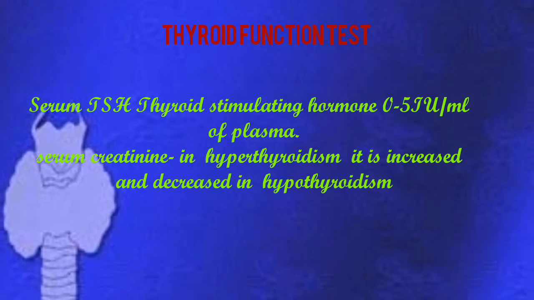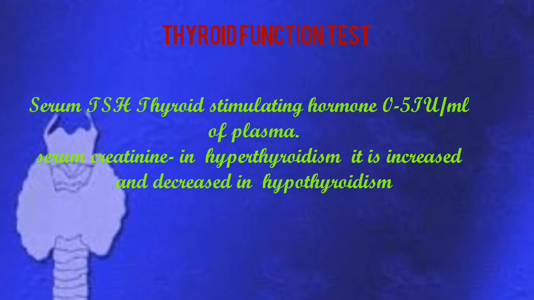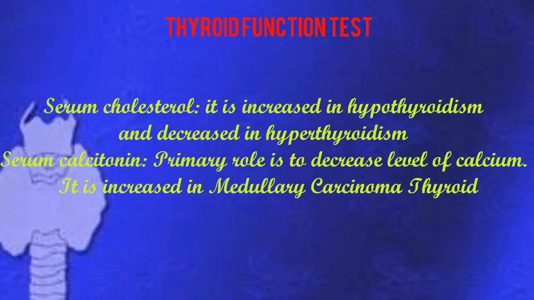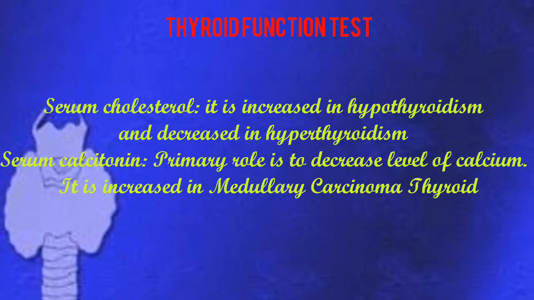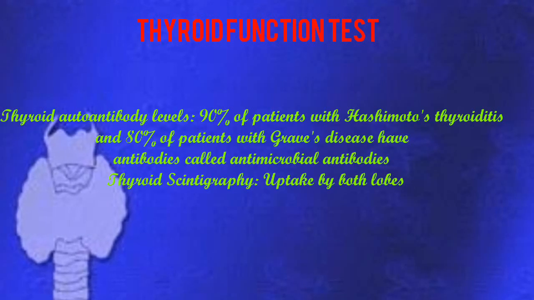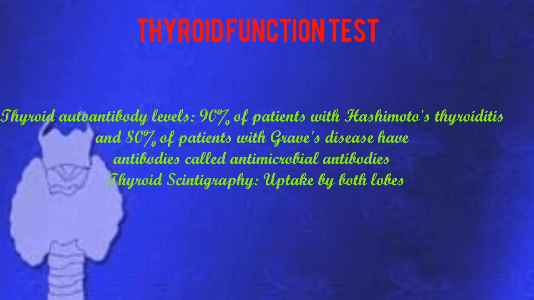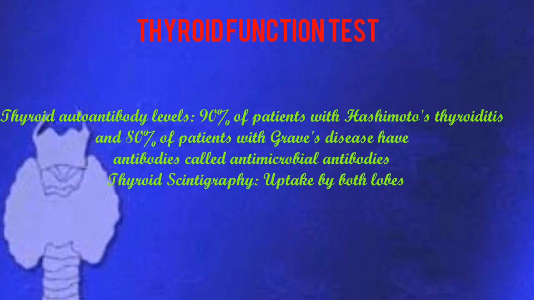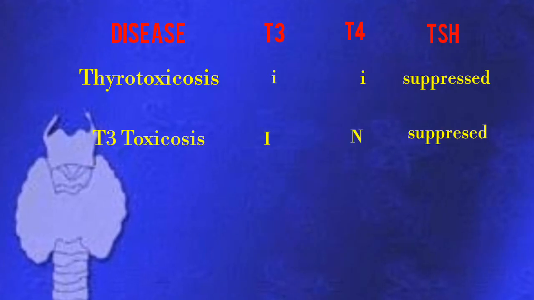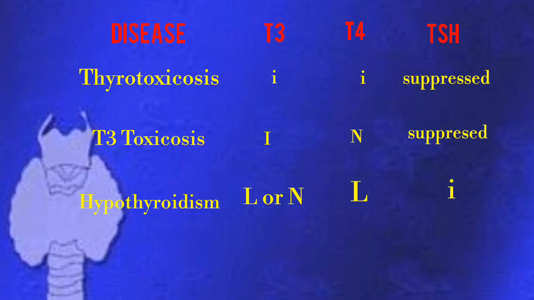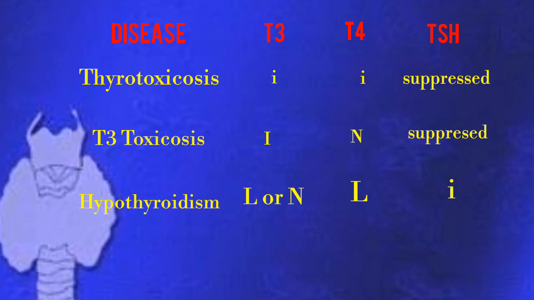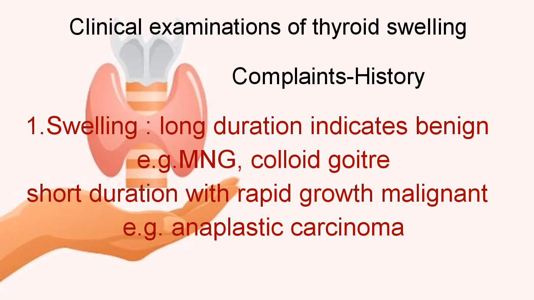Serum creatinine is increased in hyperthyroidism and decreased in hypothyroidism. Serum cholesterol is increased in hypothyroidism and decreased in hyperthyroidism. Serum calcitonin is increased in medullary carcinoma thyroid. Other thyroid function tests are thyroid autoantibody levels and thyroid scintigraphy. Now let's check the level of T3, T4 and TSH in following disease. Here the small I denotes slightly increased, capital I denotes increased to a larger level, L for low and N for normal.